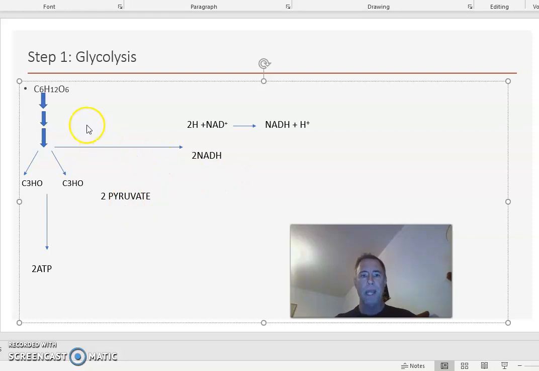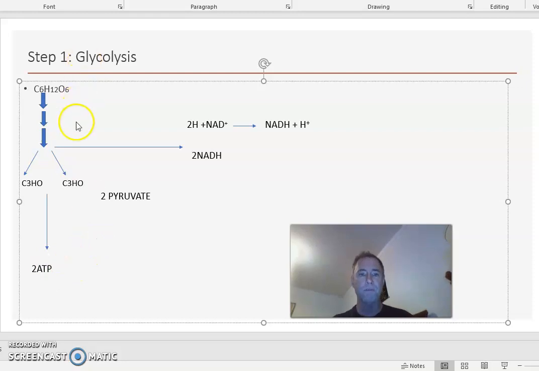Now, in order to go from this 6-carbon product to these 2 3-carbon products and get some other things out of it and to proceed this direction, we actually have to start out with ATP to cause this to happen. So we literally start out with 2 ATP. We end up actually making 4 ATP, but because we pay back the 2 that got it started, we end up with a net gain of 2 ATP, as you see here.